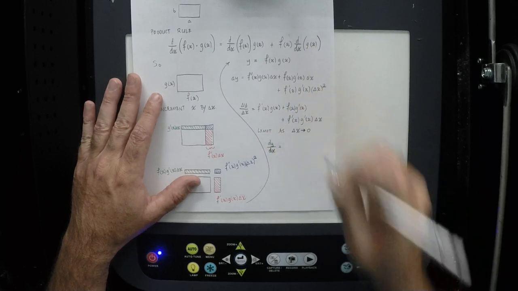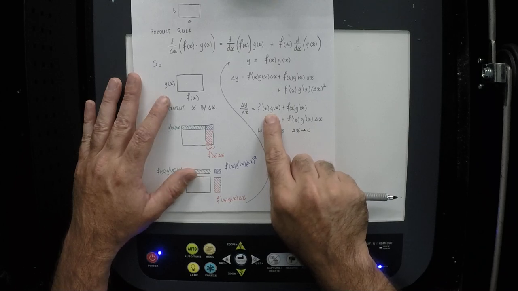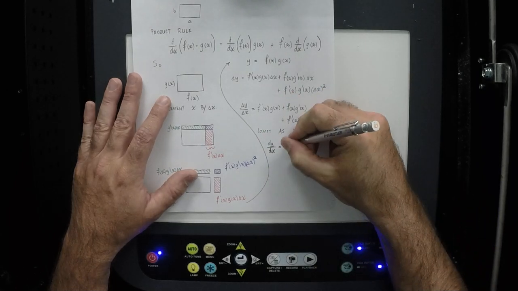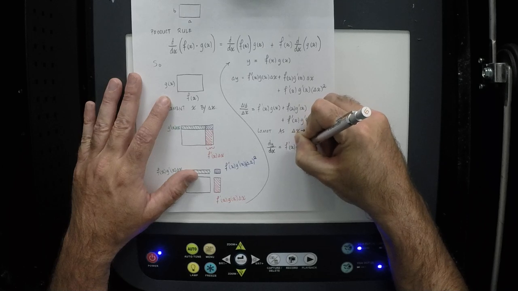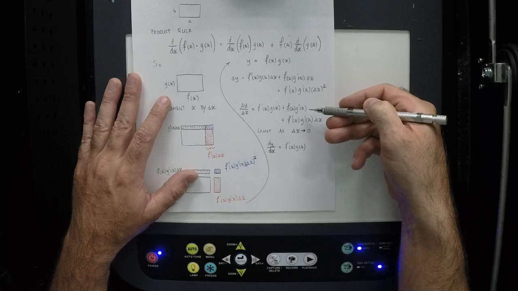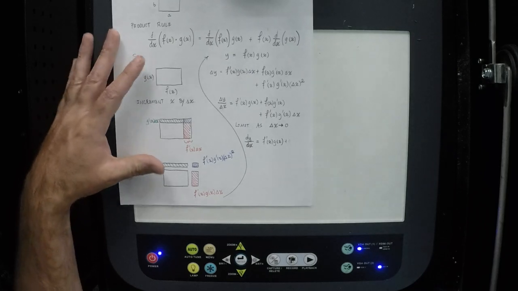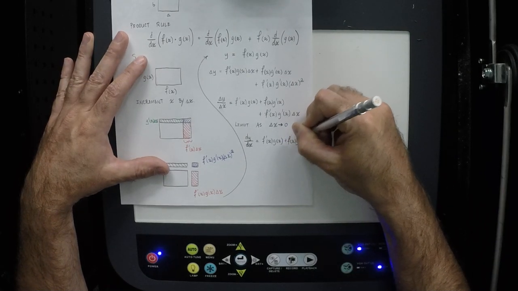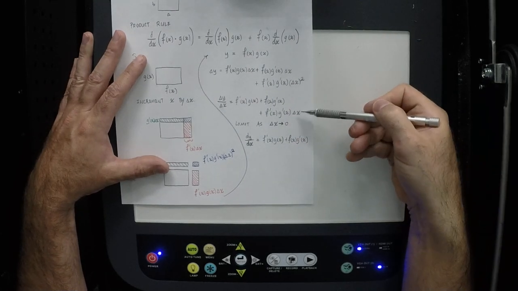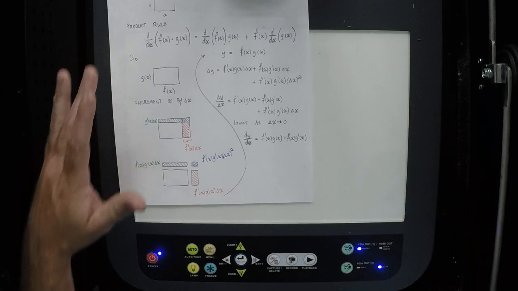dy dx. And now, note that this term right here doesn't have any delta x's. So it doesn't depend on delta x, so its limit is itself. So that one is itself, f prime of x, g of x. What about the next one? Also no delta x's, right? So its limit is itself, plus f of x, g prime of x. And now, how about this one? What's the limit of this term as delta x goes to zero? Zero. It's zero, because that delta x is going to force it to zero.